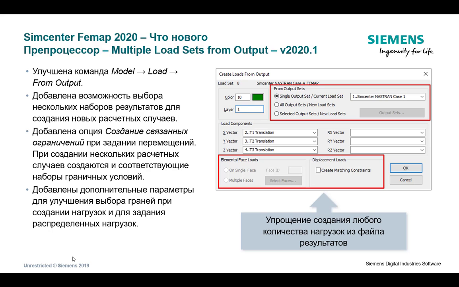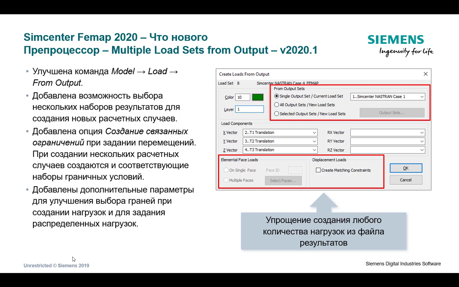Once you've specified the from output sets option, then you're going to actually choose your load components. So say you want to create enforced displacement loads from translations, you would just pick T1, T2, and or T3 translation. Once you have that specified, it's just going to take your displacement results and turn those into enforced displacement boundary conditions.